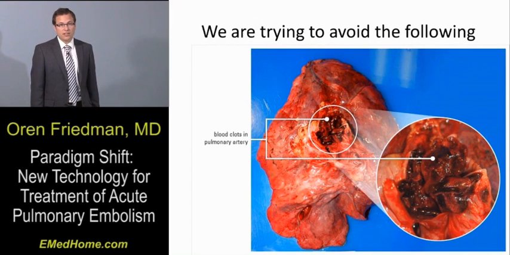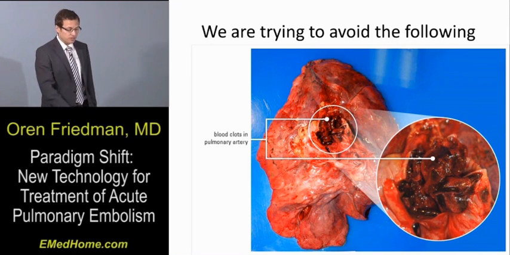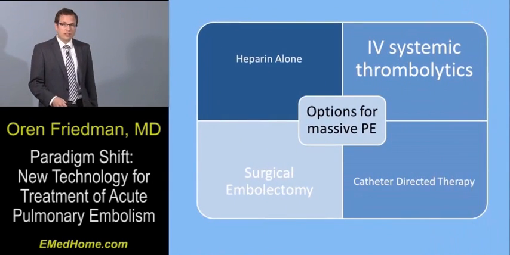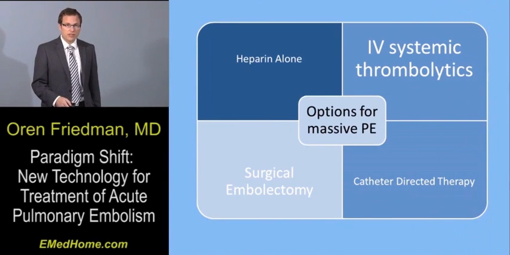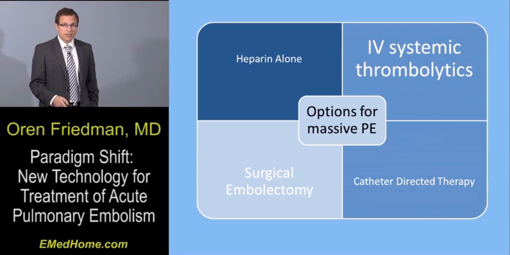This is an autopsy finding of bilateral lobar and main and segmental pulmonary emboli completely obstructing the circulation. So what are your choices when you're faced with a patient like this? Well, of course, there's heparin, and all patients with pulmonary embolism should be anticoagulated at the least. There's IV systemic thrombolytics that has historically been the major modality of escalating therapy in patients who are unstable. We now have some new techniques, including catheter-directed therapy, to approach pulmonary emboli, and we'll be speaking about that later. And there's been a resurgence in surgical embolectomy.